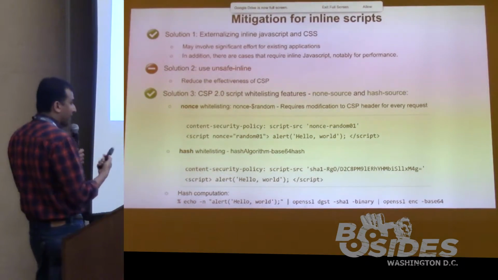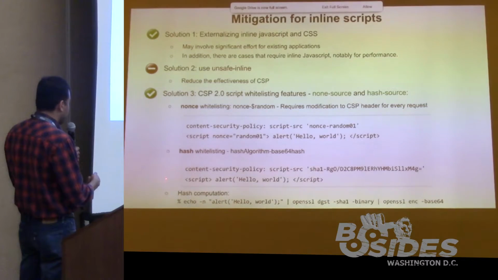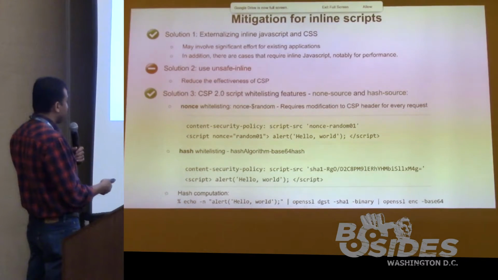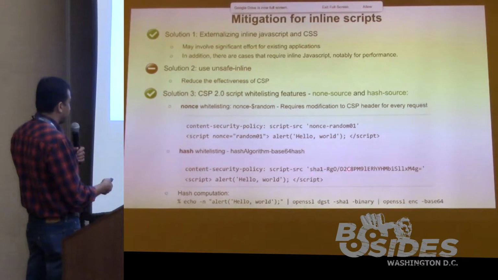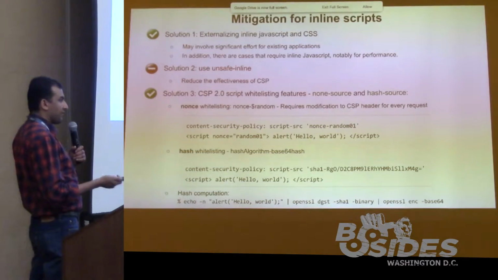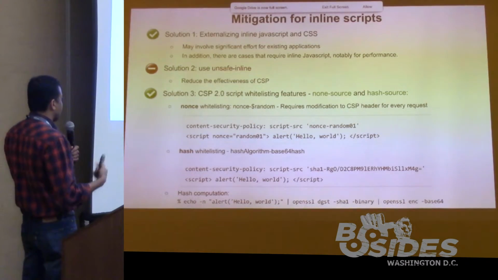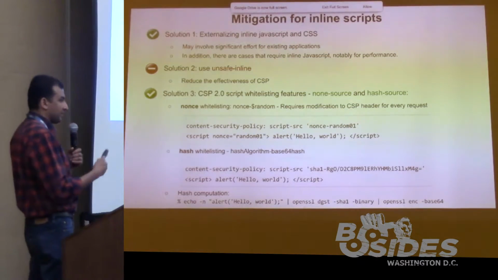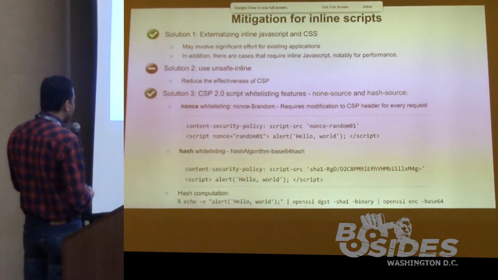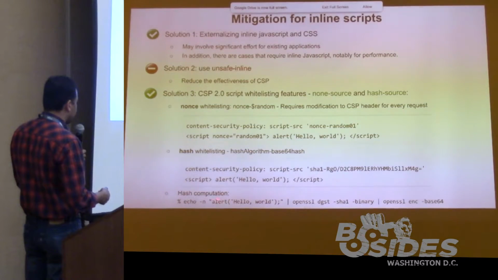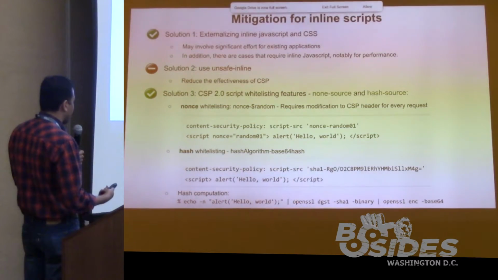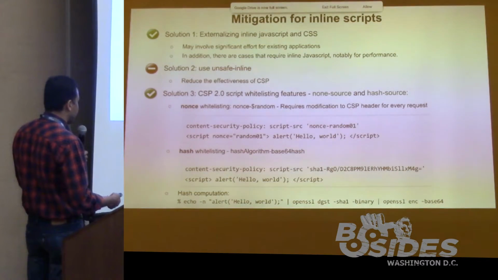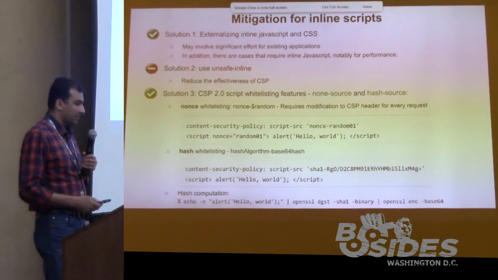Another option is hashing. Hashing is basically you take the script, create a hash, and stick the hash into the CSP policy. In that way, you're whitelisting the script. The problem here is that every time you make changes to your JavaScript, you need to recompute the hash and place it in the CSP header. So here is how the hash is computed. You take the content of the script, create a SHA-1 or SHA-256, and encode it into base64. That's it.